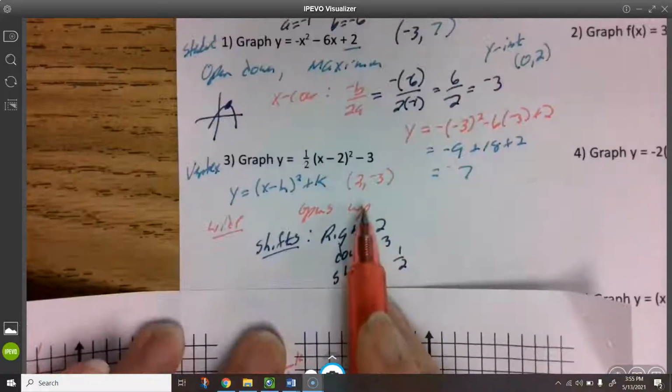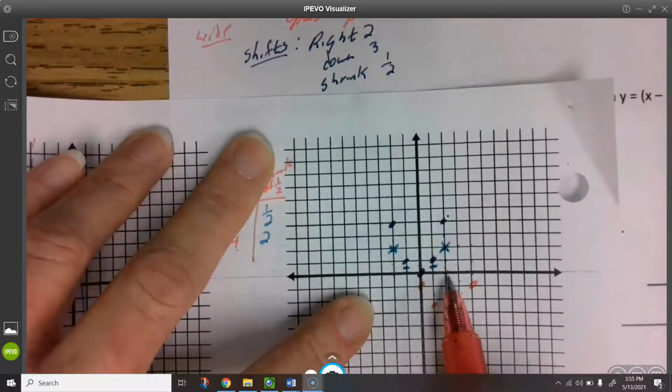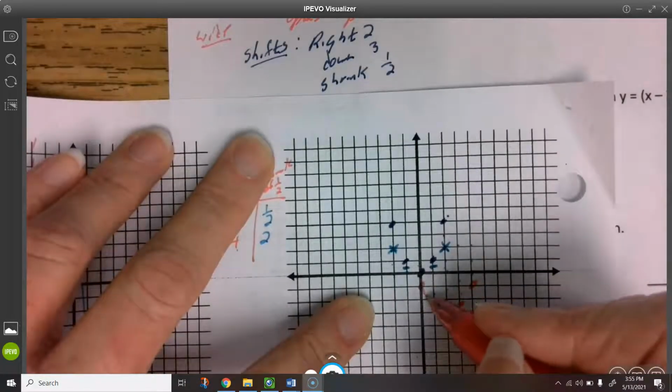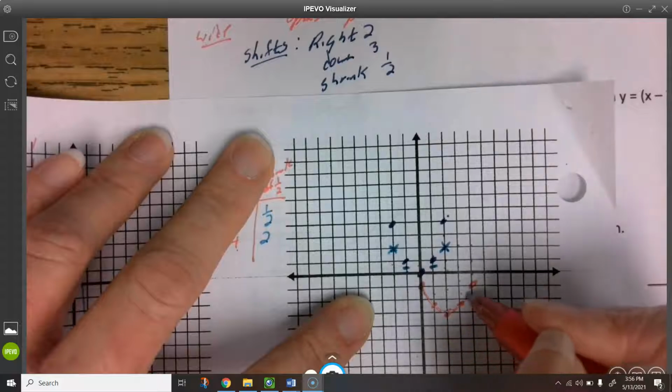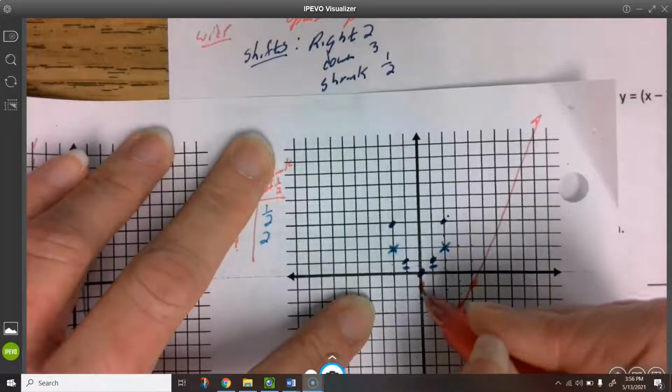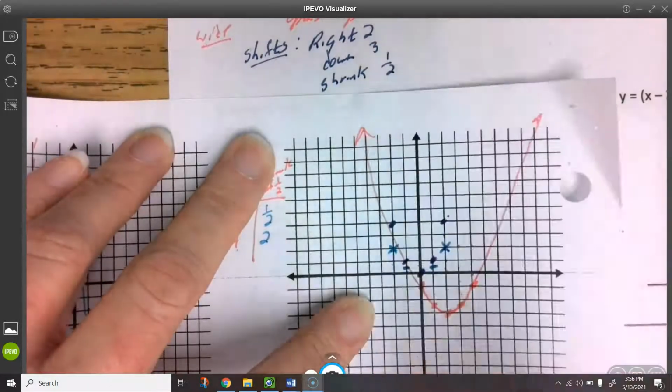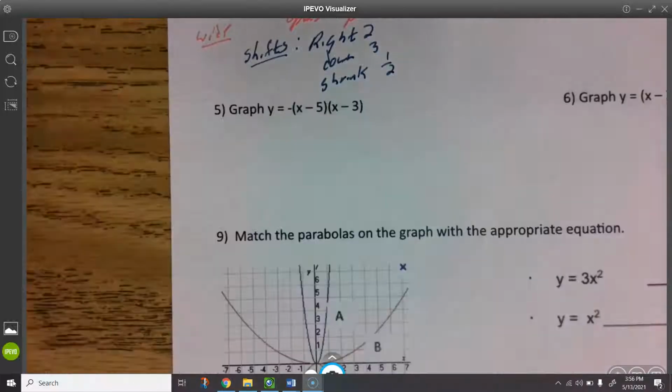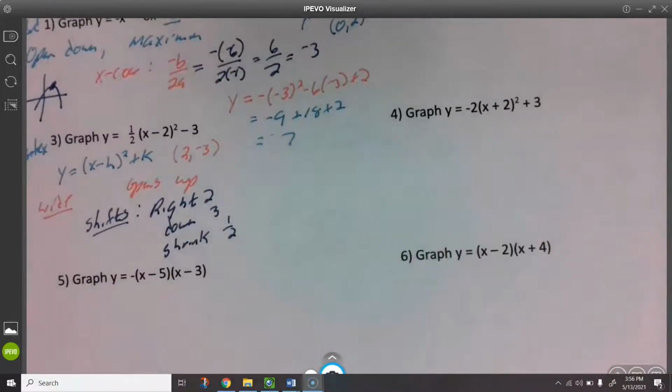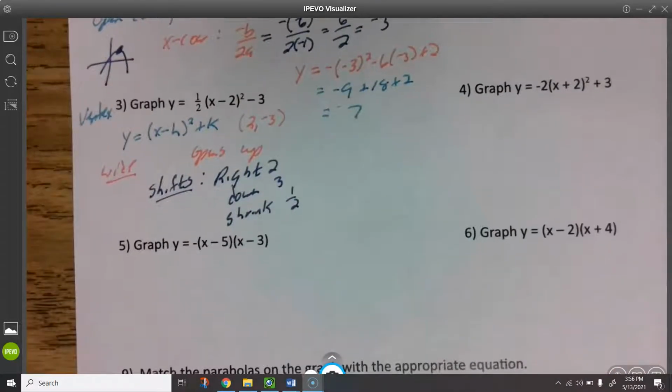And notice too, our vertex was (2, -3). See how it's (2, -3)? So this is what our graph looks like. Okay. And again, I'd love to have you do number 4, but if we have time, we'll come back to it. I'll probably get there.